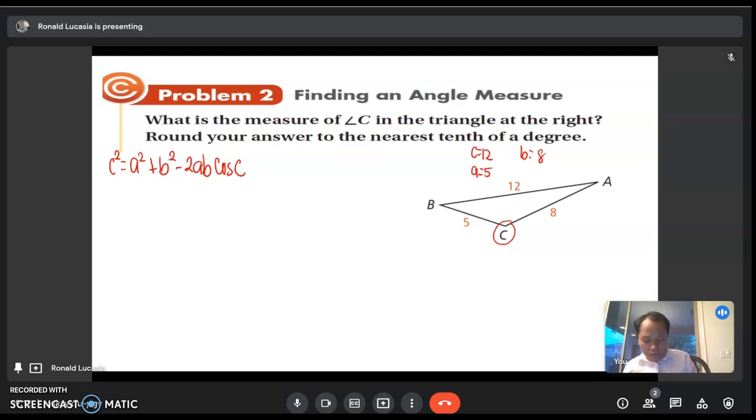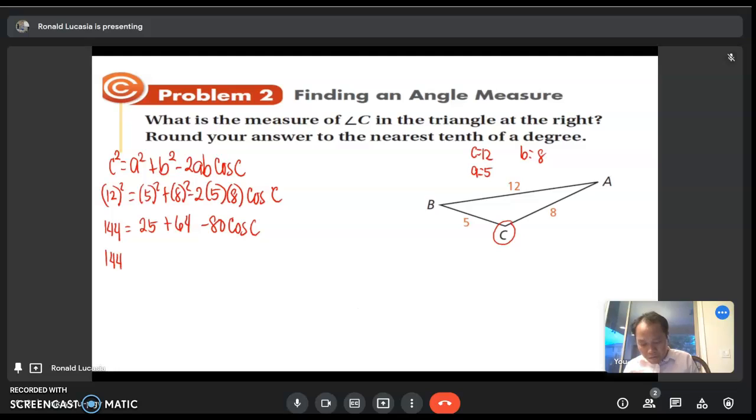So by substitution, that's going to be 12 squared. My A is 5 squared. My B is 8 squared. And then twice, 2 times 5 times 8 cosine C. So 12 times 12, that's 144. 5 times 5, that's 25. 8 times 8, that's 64. Negative 2 times 5 times 8, that is 80. So minus 80 cosine C.